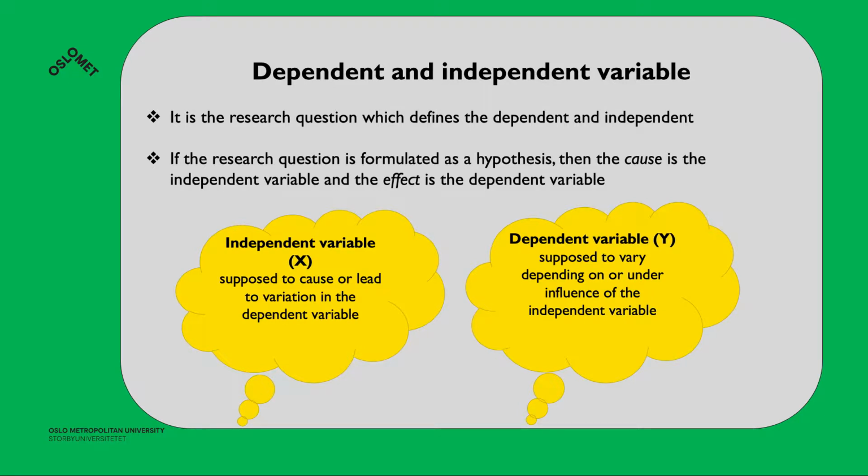And when we do bivariate analysis, or analysis in general, we talk about the dependent and independent variable. It is the research question which defines the dependent and independent variable. If the research question is formulated as a hypothesis, then the cause is the independent variable and the effect is the dependent variable. The independent variable is supposed to cause or lead to variation in the dependent variable, whereas the dependent variable is supposed to vary depending on, or under the influence of, the independent variable.